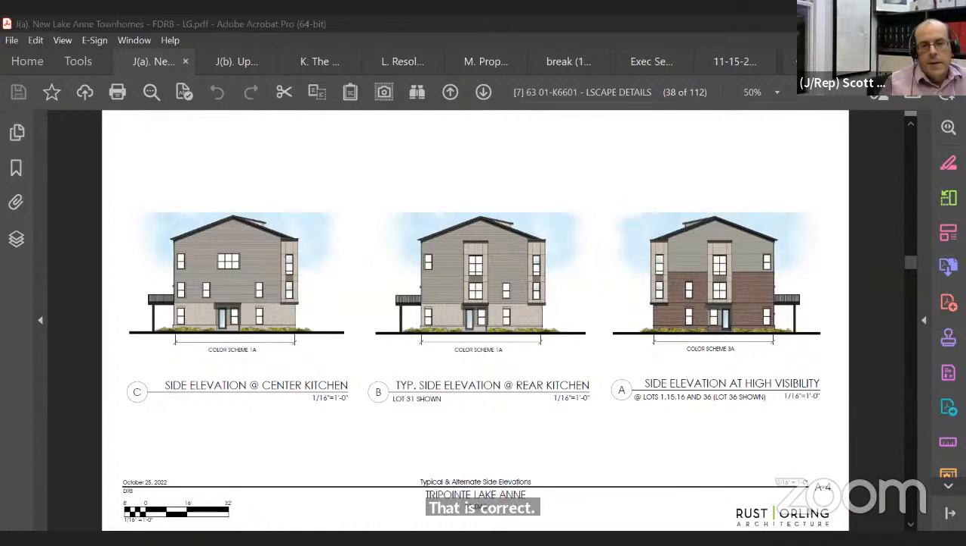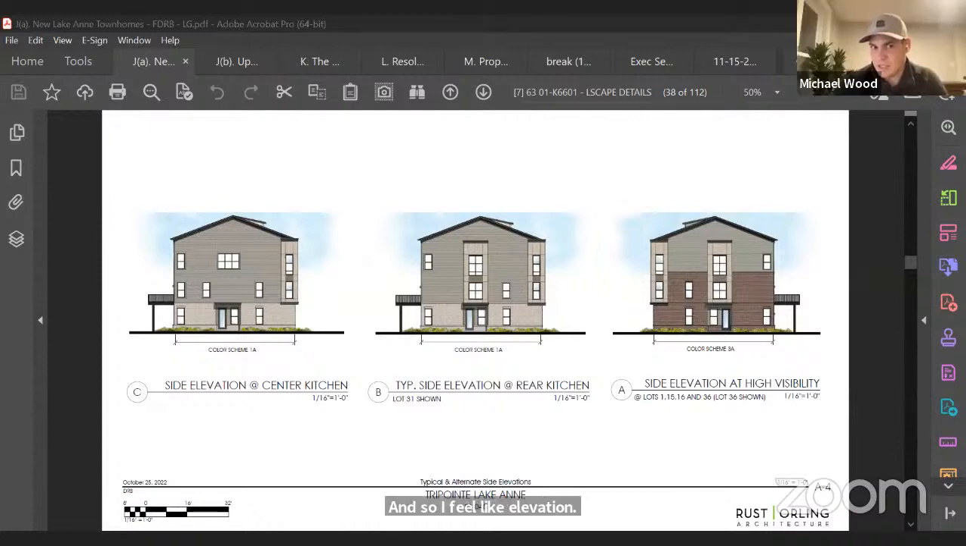And so I feel like elevation C is very weak architecturally. To me, it looks like the side of a building with a front door on it. It's really missing that entrance piece that elevation B or elevation A has. And I think it's really throwing me off from a design standpoint because it just doesn't create that entrance that the other two have.